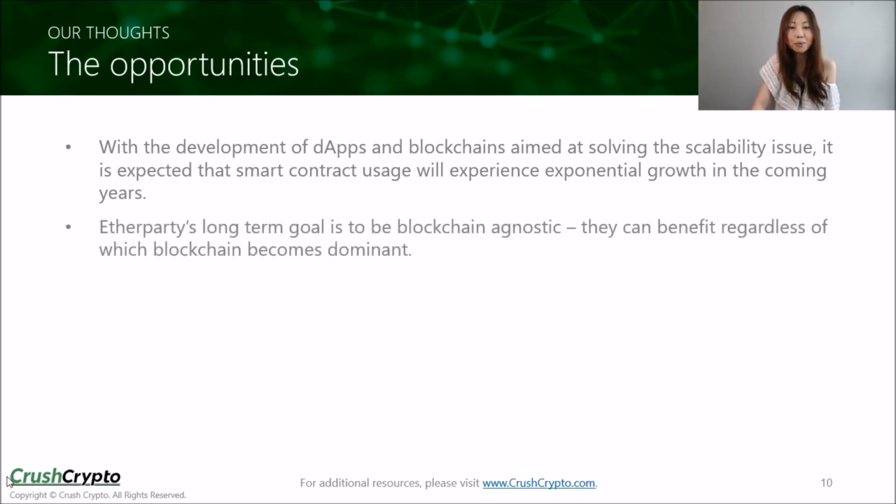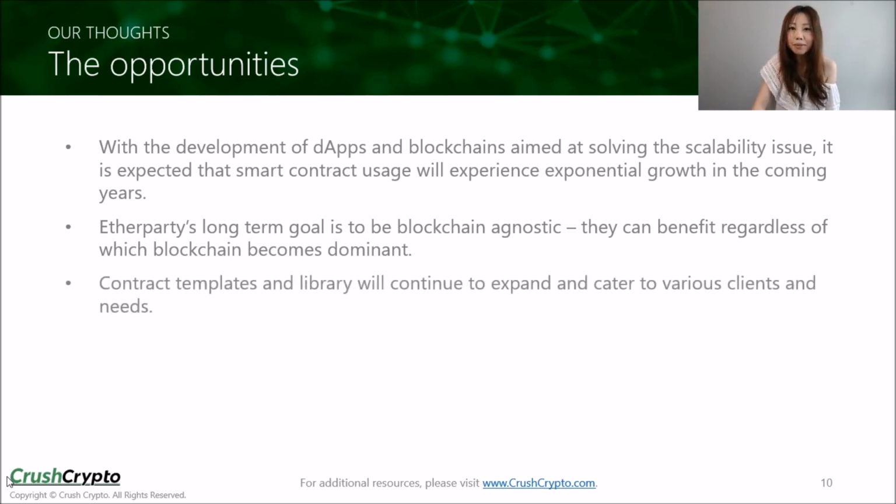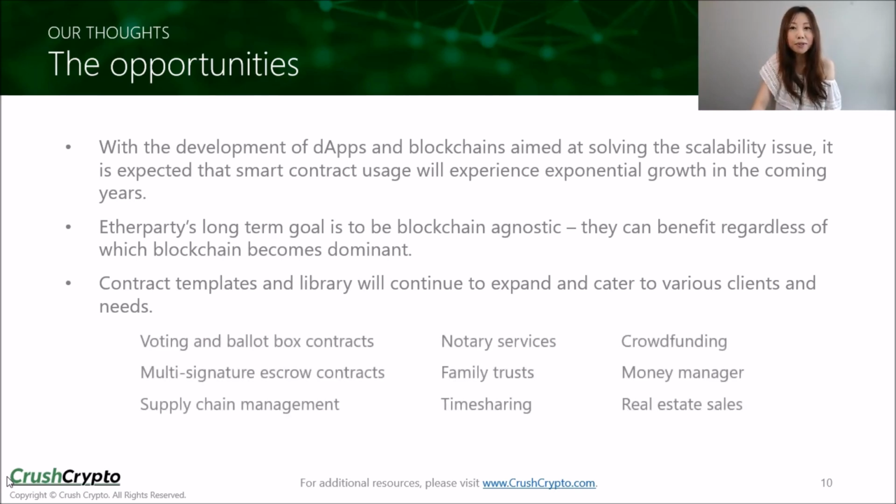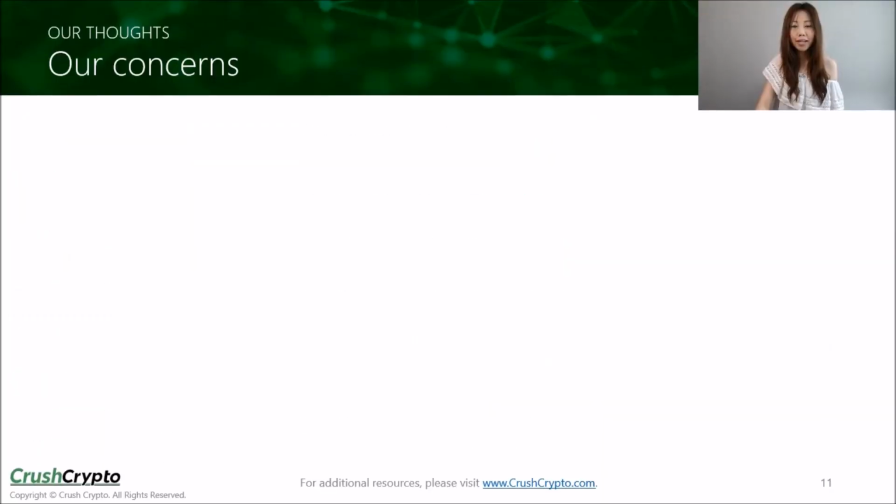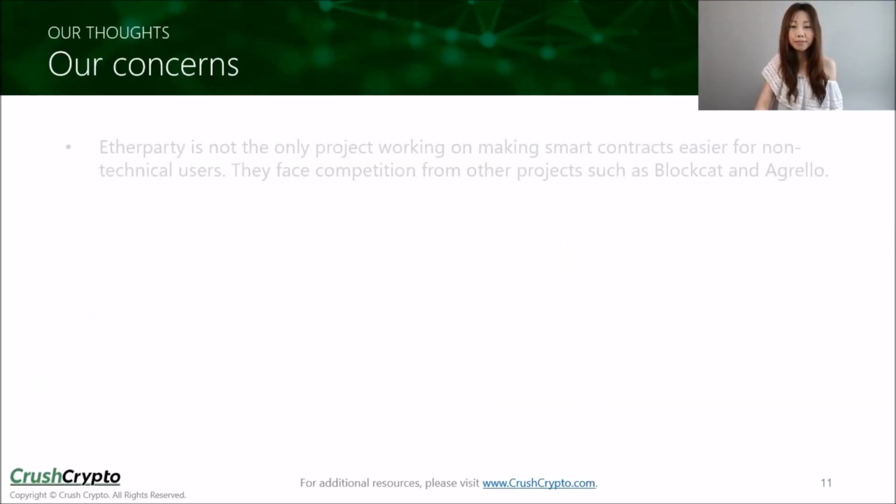Etherparty's long-term goal is to be blockchain agnostic. That means they can benefit regardless of which blockchain will emerge as the dominant one. And their contract templates and library will also continue to expand, making them more appealing to a wider audience. Eventually, many of the corporate functions can be performed using Etherparty, including voting and ballot box contracts, notary services, family trusts, and so on. And here are some of our concerns.